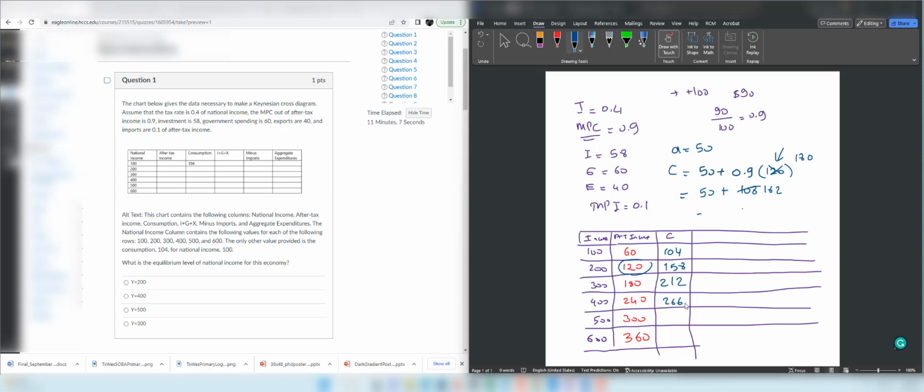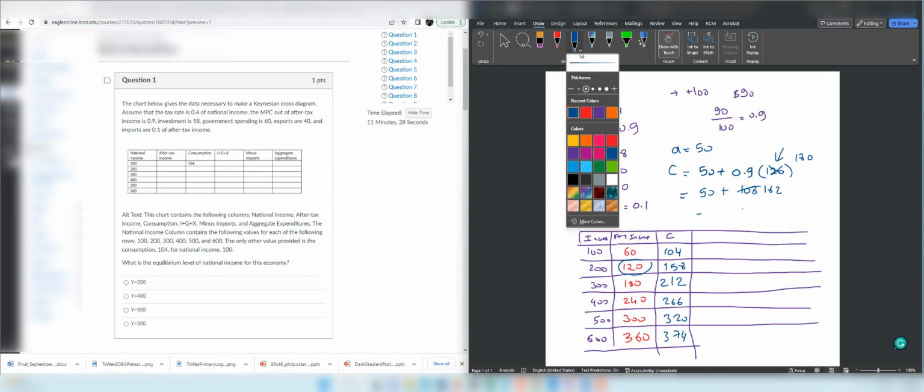And now let's continue with the next one. 300 times 0.9, 270, plus 50, 320. And the last one, 360 times 0.9, plus 50, which is 374. So we calculate the consumption.